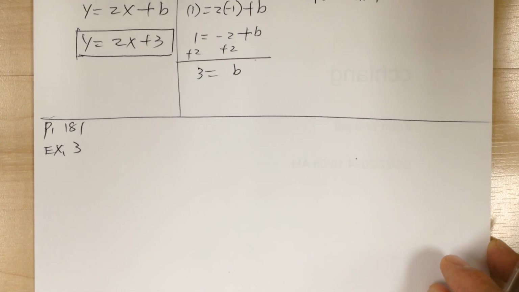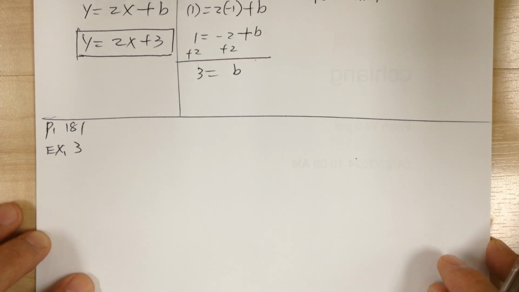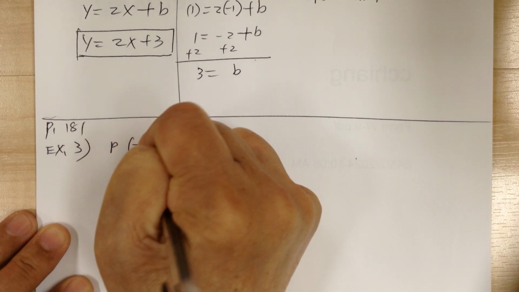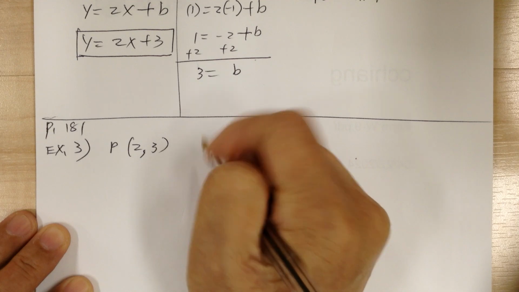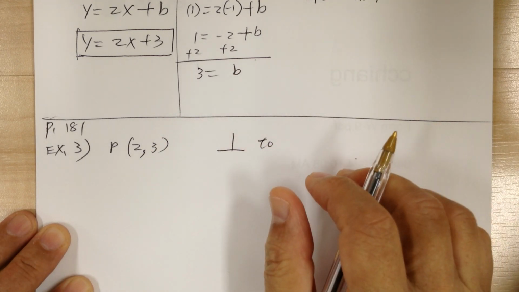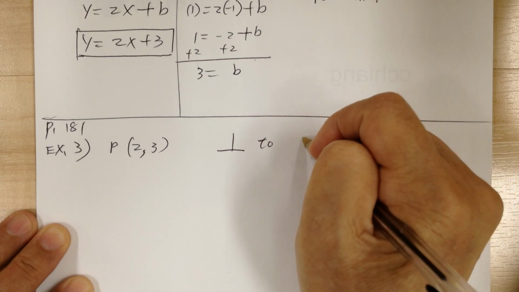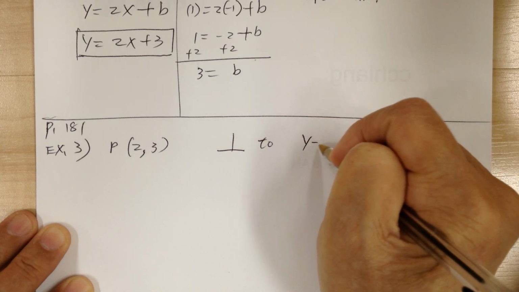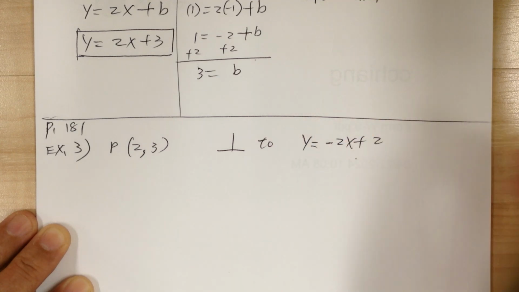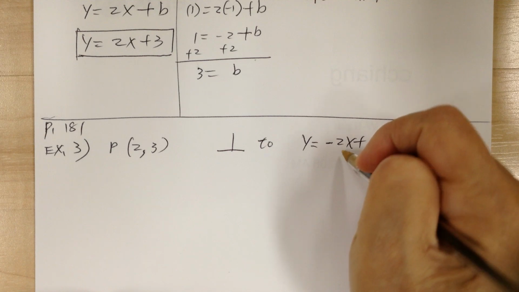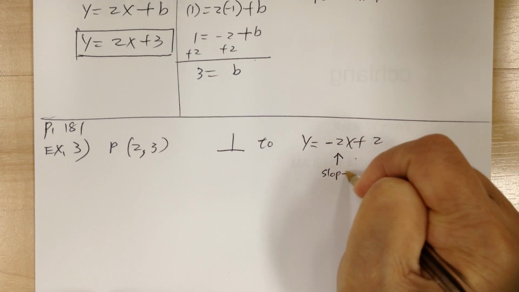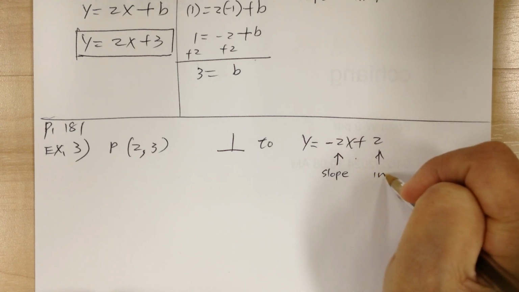Okay, write the equation of a line J passing through the point (2, 3) that is perpendicular to y equals negative 2x plus 2. You can write down all your information. Remember, this is your slope, and that's your intercept.